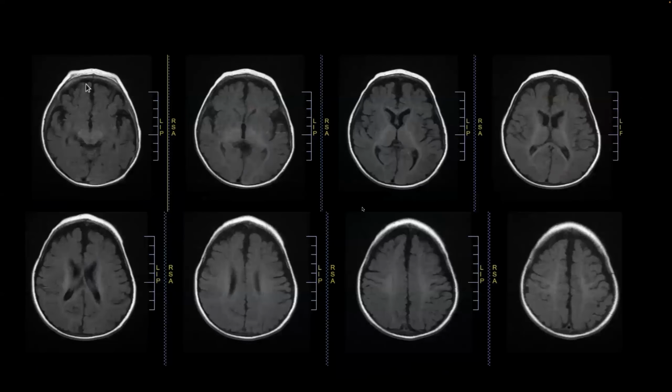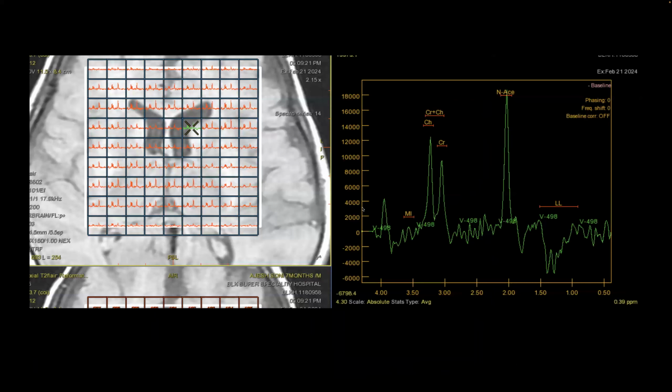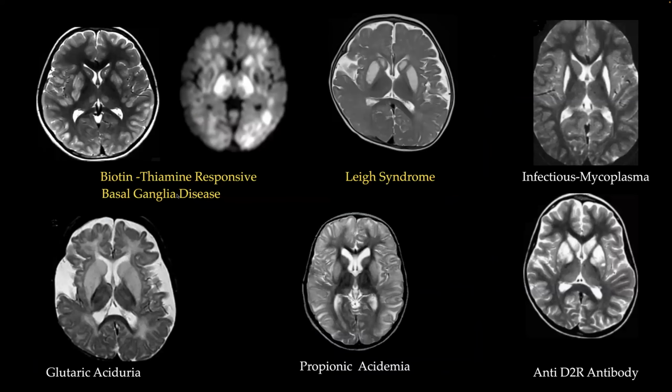Then the T1 weighted images show normal myelination for the patient's age. We also did MR spectroscopy at intermediate TE, and that showed an inverted lactate peak. So based on the imaging features, a possibility of biotin thiamine responsive basal ganglia disease and a mitochondrial disease like Leigh syndrome were considered.